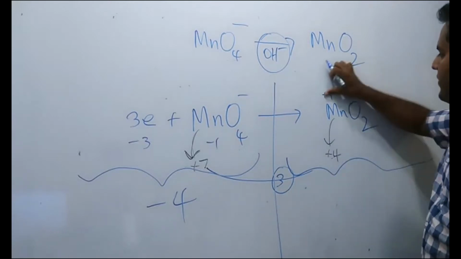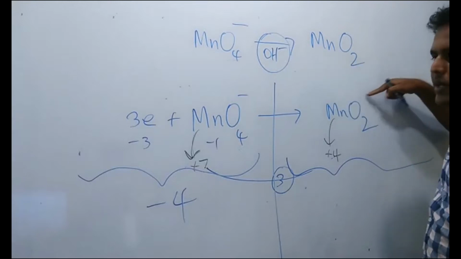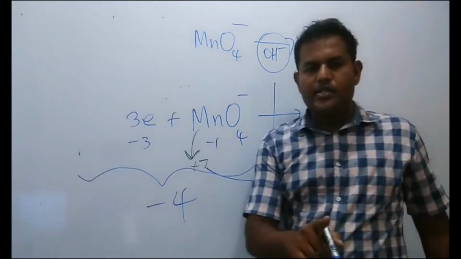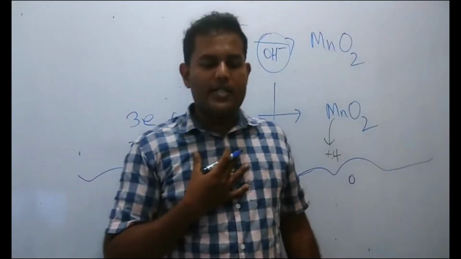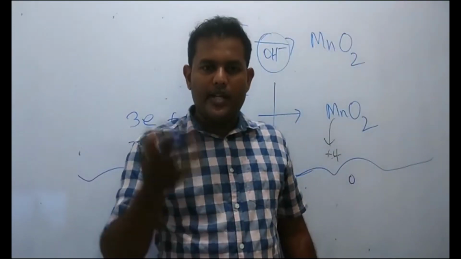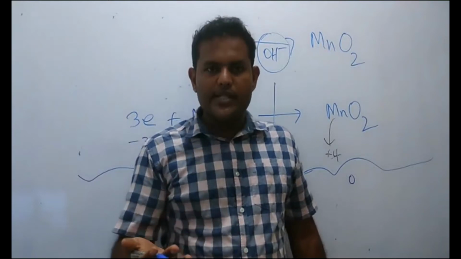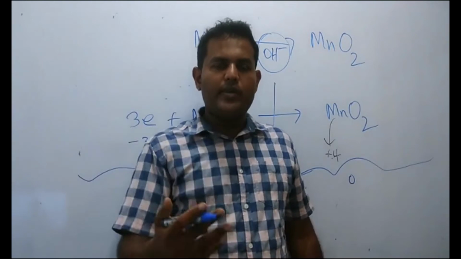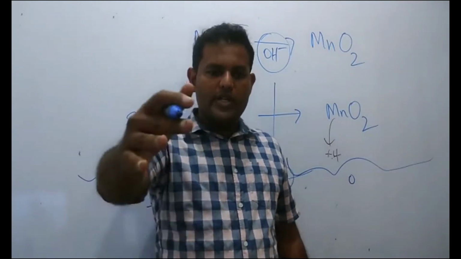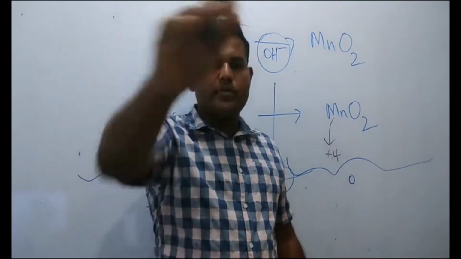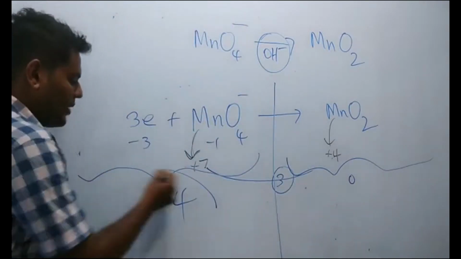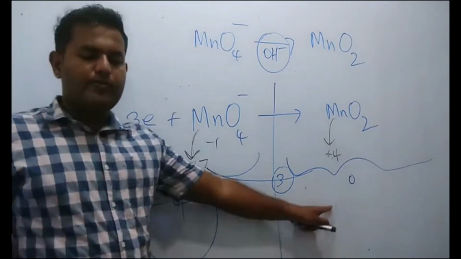There's no charge. Right. My question is, in order to balance the charge, we should add OH minus. In OH minus, we have negative charges. 1 OH minus means -1. My question is, to which side we have to add OH minus? Left or right? This is -4. Here 0.